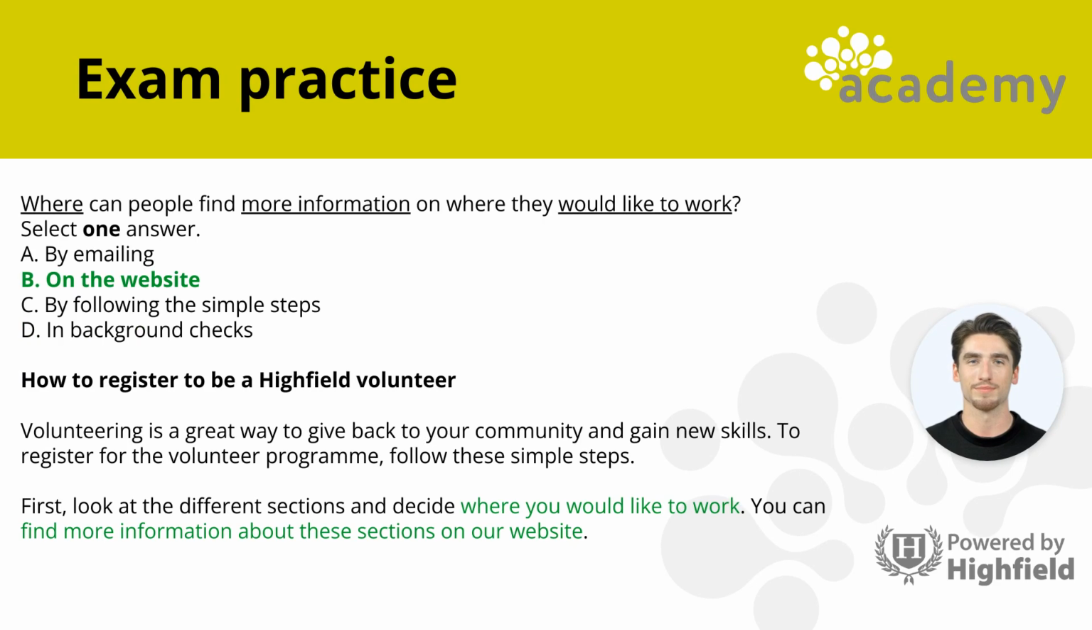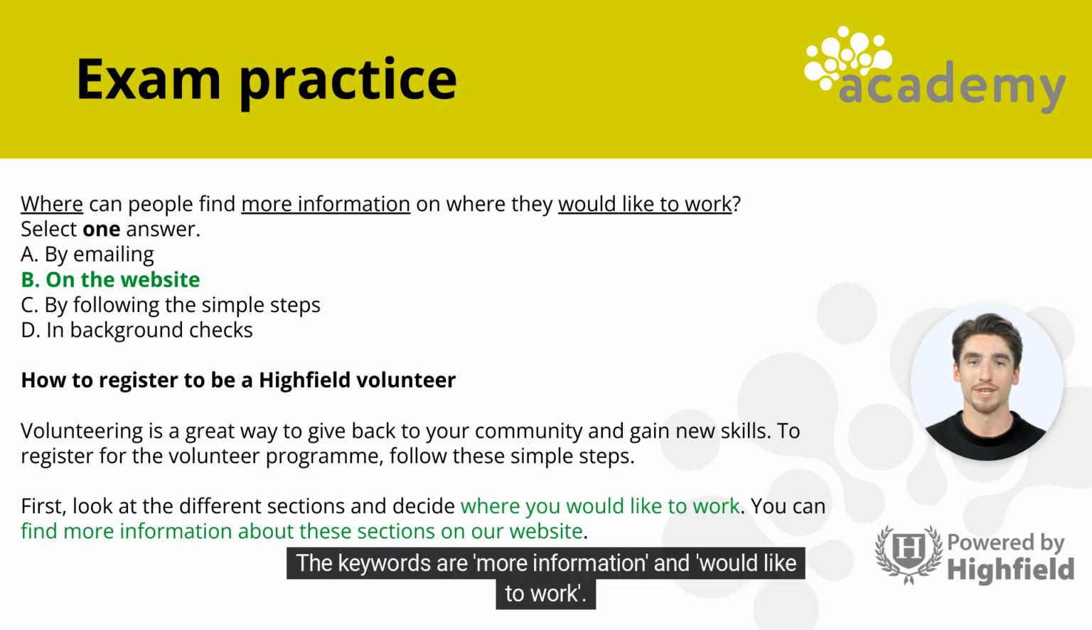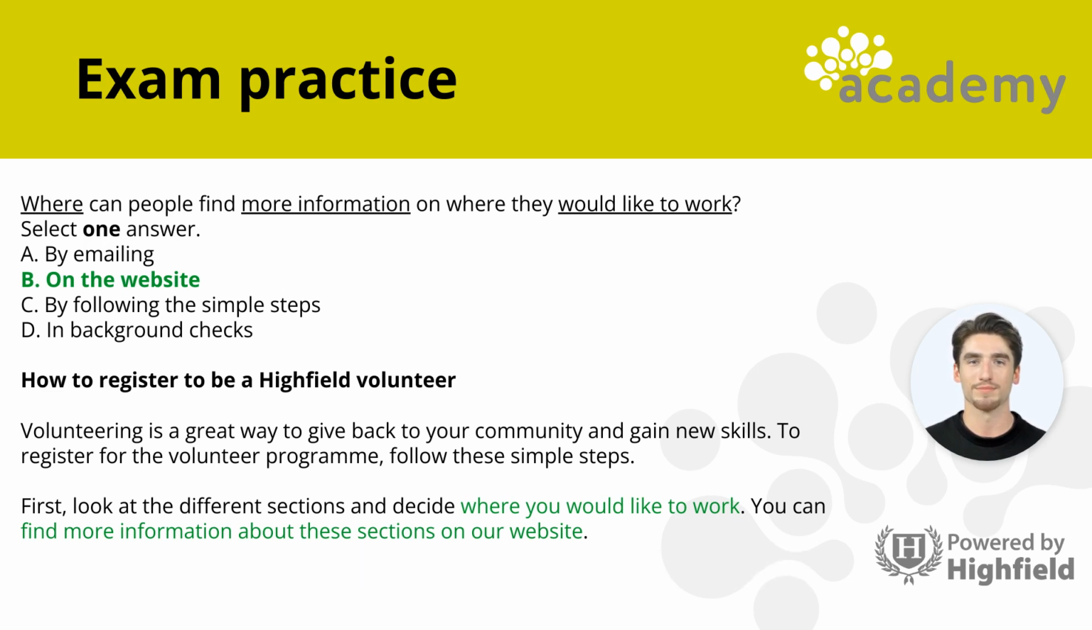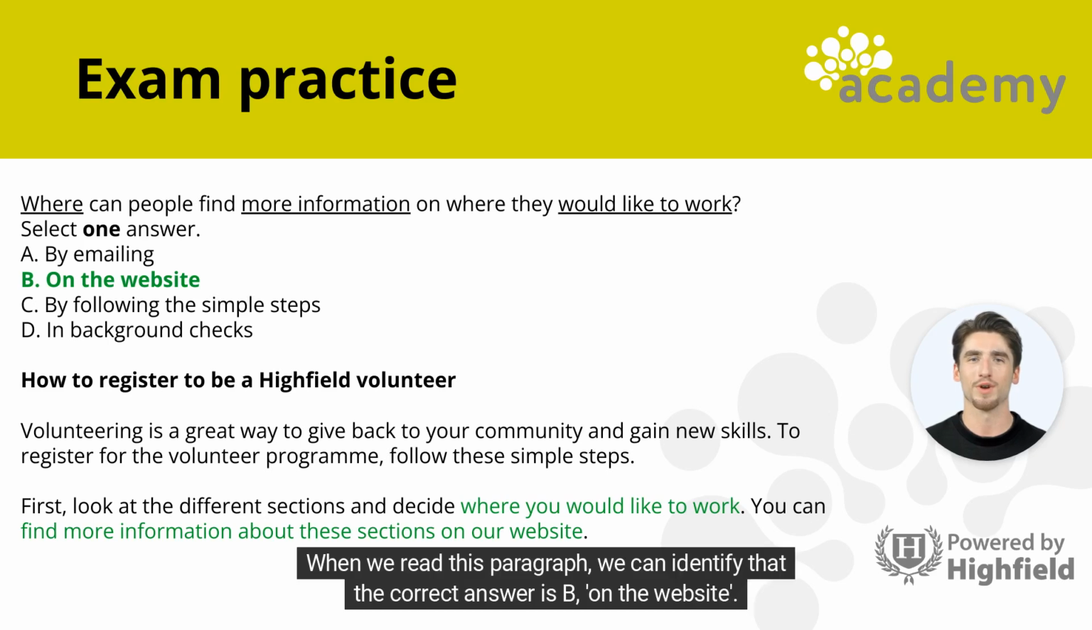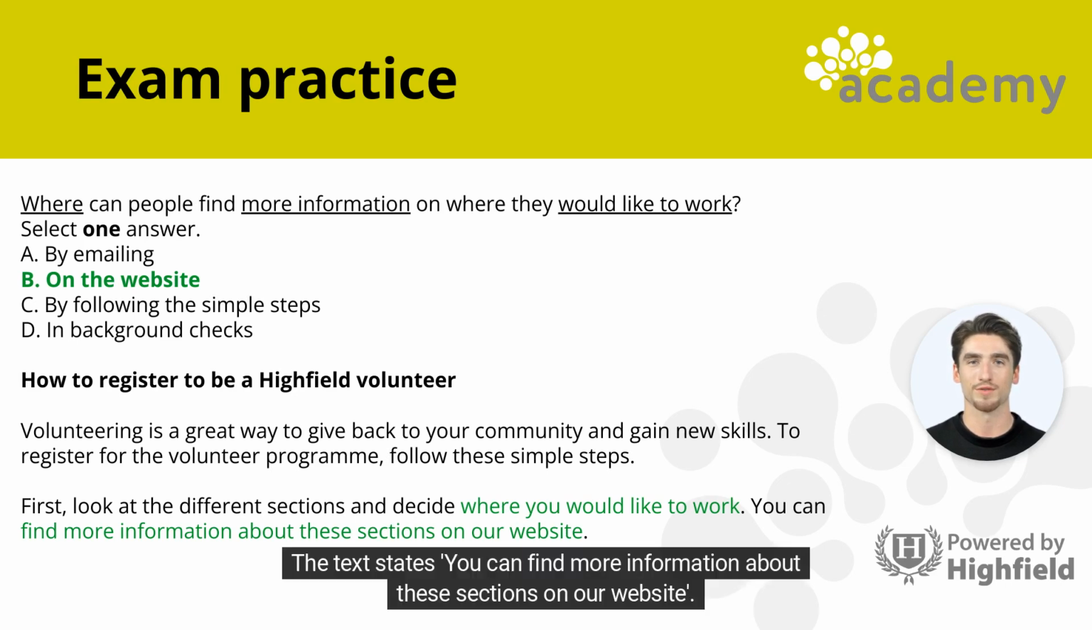Let's take a look. The question is asking where people can find more information on where they would like to work. The keywords are more information and would like to work. Both of these can be seen in paragraph 2. When we read this paragraph, we can identify that the correct answer is B, on the website. The text states, you can find more information about these sections on our website.